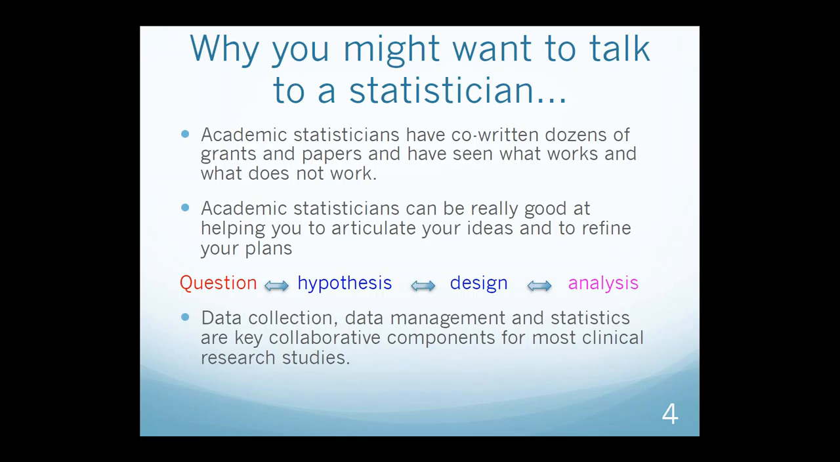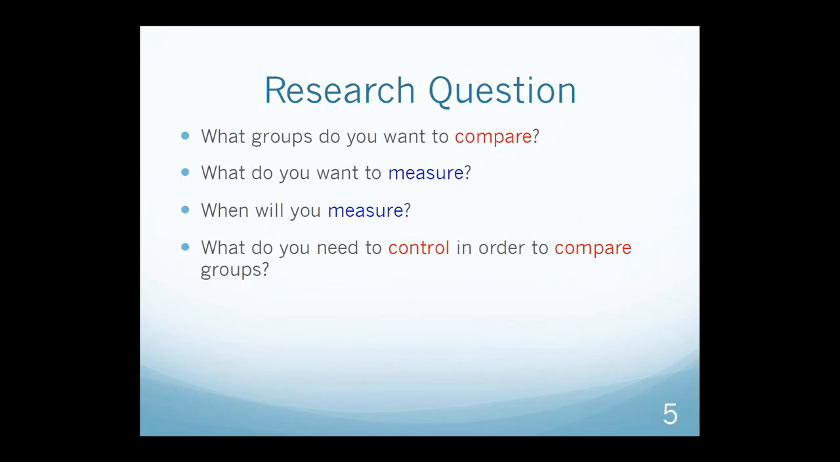And also, data collection, data management, and statistics are key collaborative components for most clinical research studies, especially nowadays. A biostatistician is required in most of the manuscripts; journals require having a biostatistician as a co-author at least. So our research questions are usually, what groups do we want to compare and what do we want to measure? And then when we decide those, we will ask, when will we measure what we want to measure, right? And then what we need to control in order to compare groups.